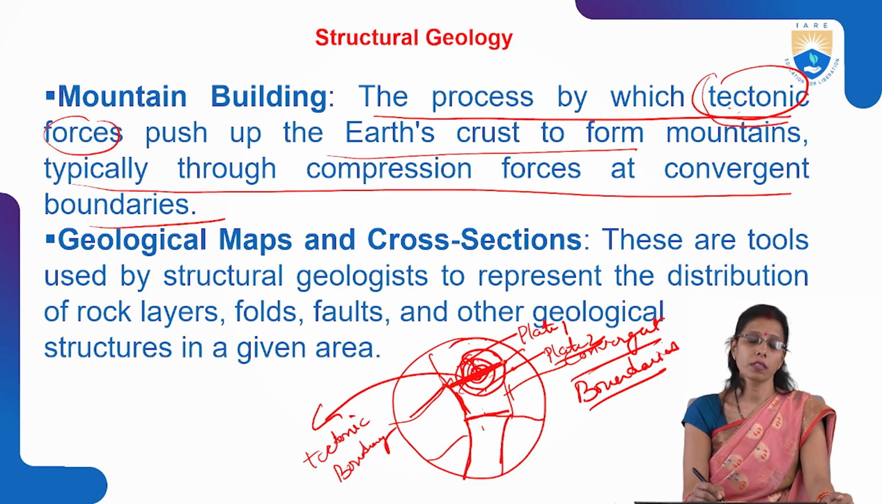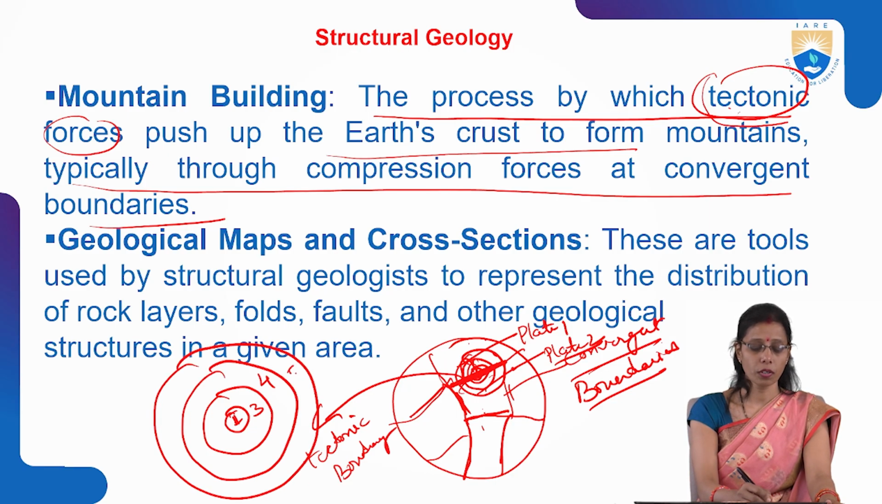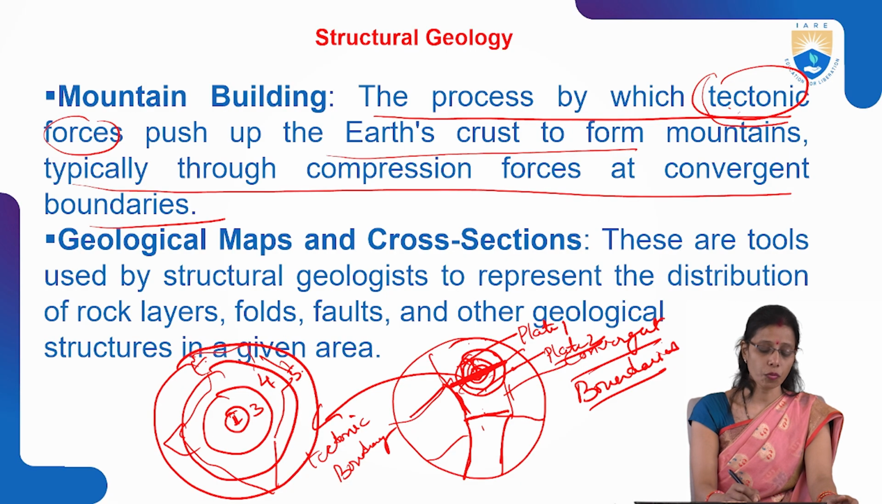So what is the proof of this? How can we say that this convergent boundary itself is having the mountain building? Because in India you see, you have 5 zones. The total India is divided into 5 zones: suppose zone 2, zone 3, zone 4, and zone 5. Suppose this is our India. In this India you may see zone 4 and 5.